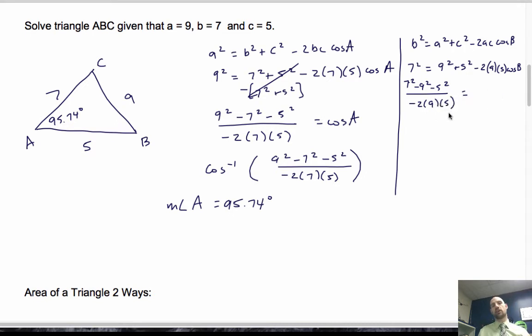And again, you can simplify this. So like this bottom, this bottom is 90, right? So that would be negative 90. And so you can simplify some of these parts when you're putting them into your calculator.